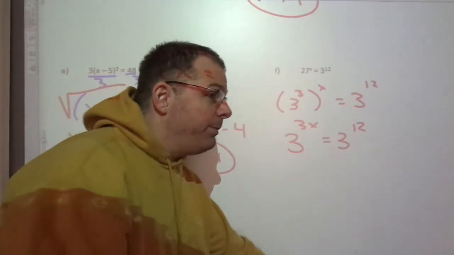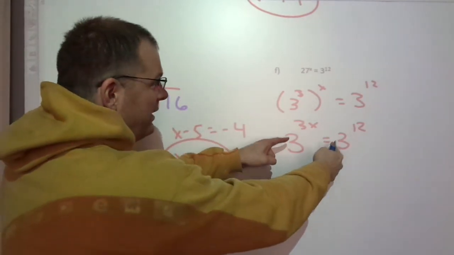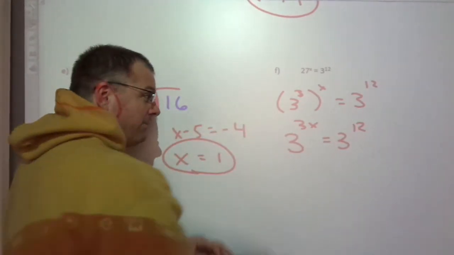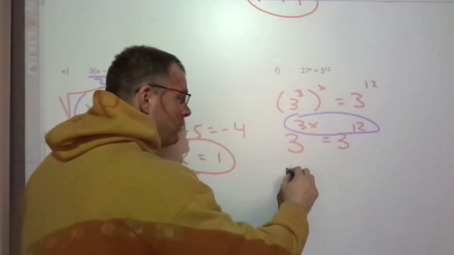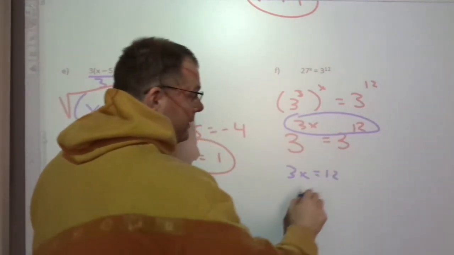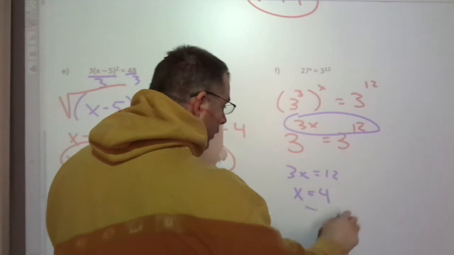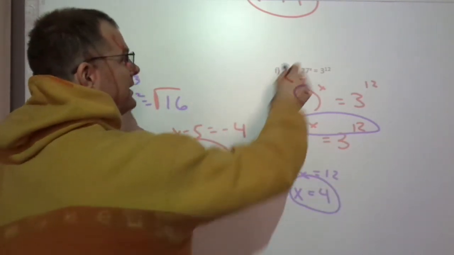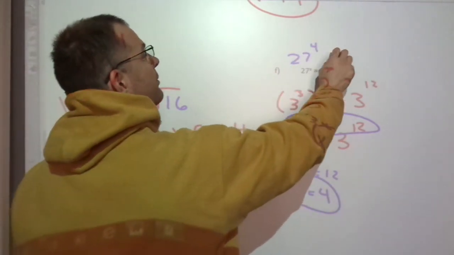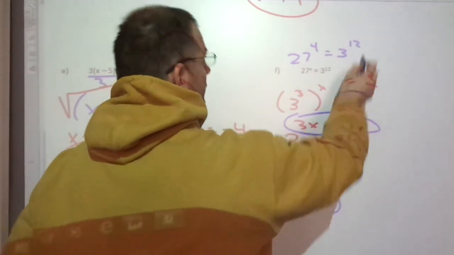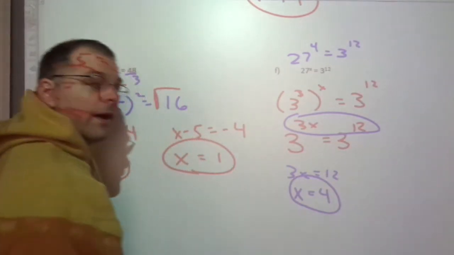So if these bases are the same, that means that those exponents also have to be the same. So really, 3x has to equal 12. So x must be 4. So 27 to the 4th must be the same as 3 to the 12th, and you can check that on the calculator to make sure that that works.